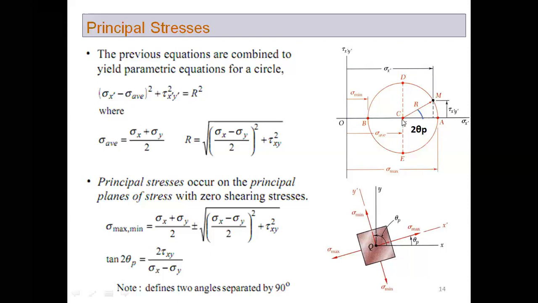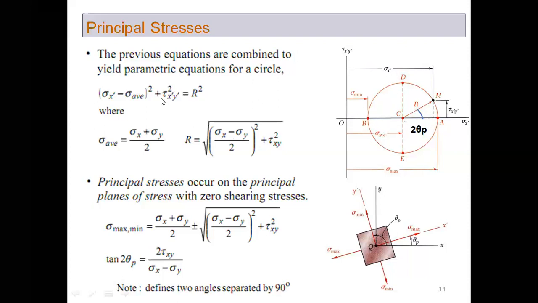So the center of the circle would be here. The sigma coordinate is sigma average, and the tau coordinate for the center is 0. The center would be somewhere here. And next we need the radius for the circle. The radius of the circle is in terms of sigma x, sigma y, and tau xy, which would be known to us. So by having this center and the radius r, we would have this circle.